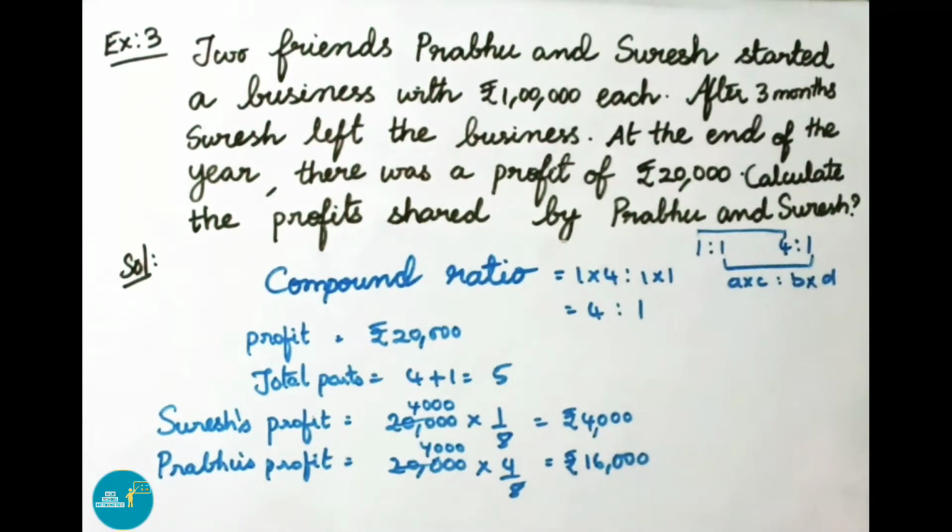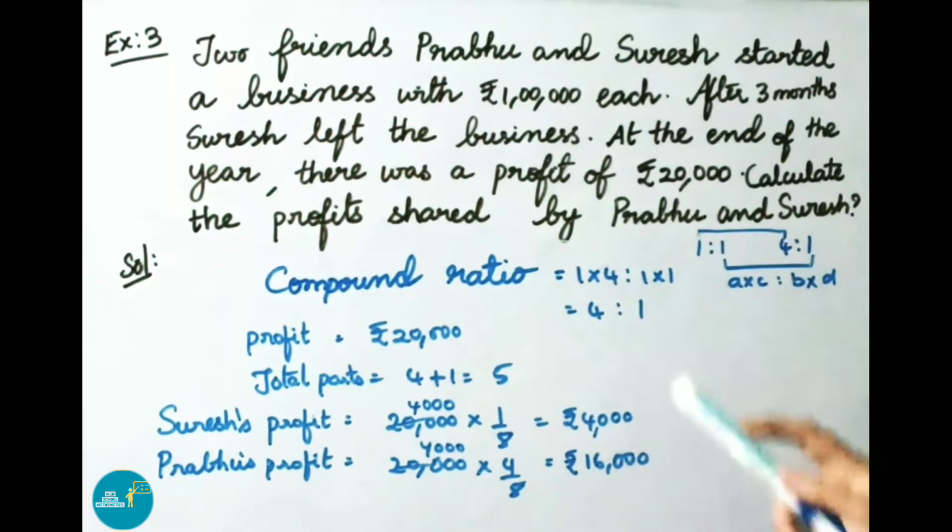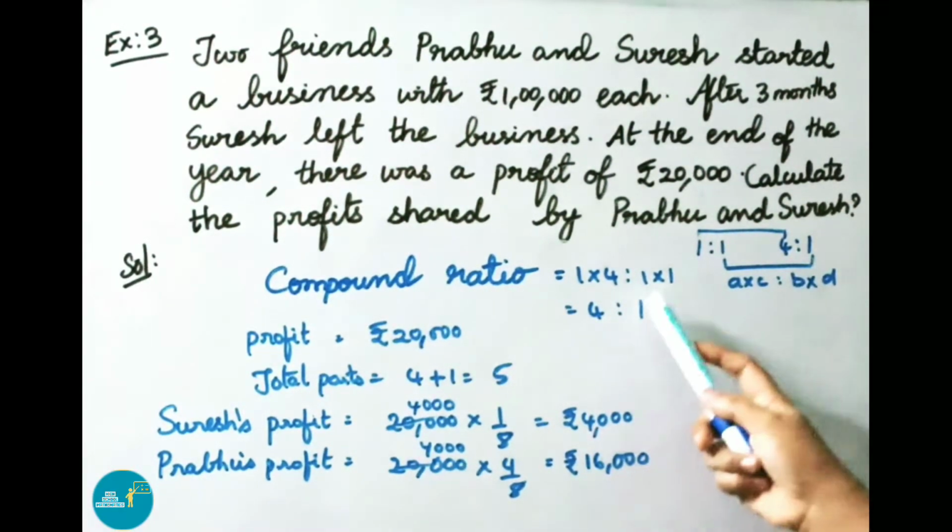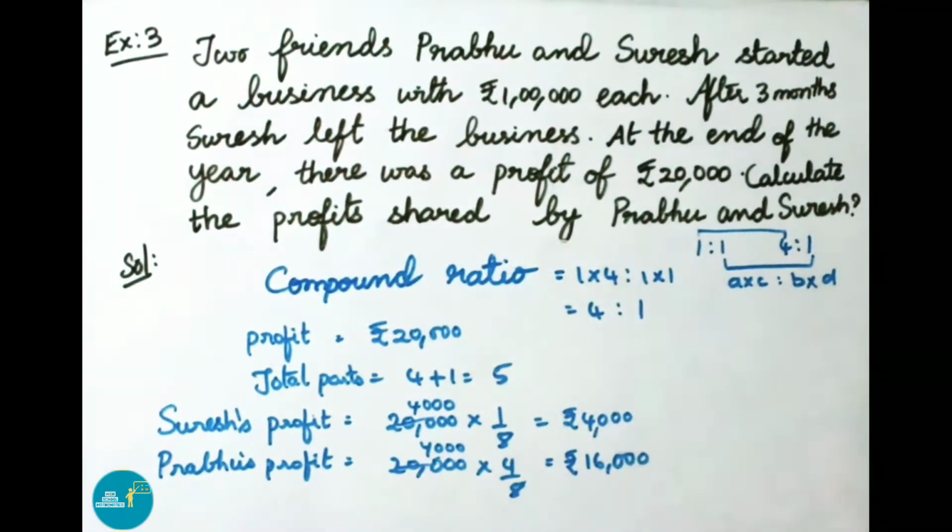Now we have to find the compound ratio. Given ratios are 1 is to 1 and 4 is to 1. We know the compound ratio formula: A into C is to B into D. A into C, that is 1 into 4, is to B into D, that is 1 into 1. 1 into 4 is 4, 1 into 1 is 1. So the compound ratio is 4 is to 1. Given profit is 20,000 rupees.